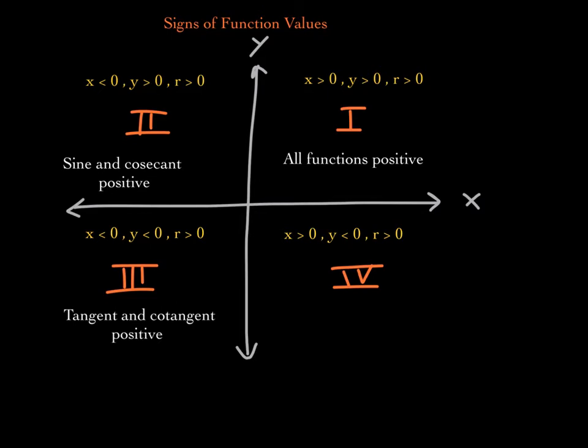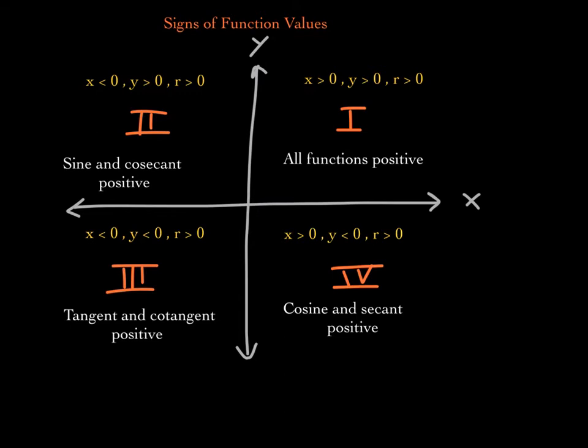Now finally, quadrant 4. Okay. Now notice that cosine will be positive. Cosine is x over r, positive over positive. If cosine's positive, its reciprocal is also positive. Secant is also positive. All the other 4 will be negative. So it's very important that you understand and remember this information, okay?